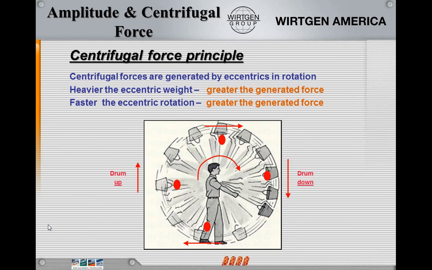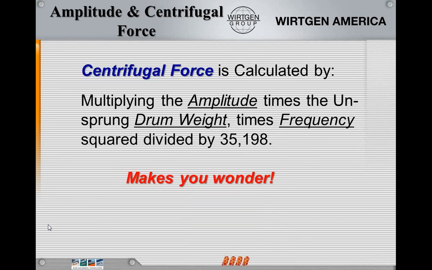But the reason we can get up to 4,000 is because we have a smaller weight. With 4,000 versus 3,000, we should have the same amplitude force generated in the material. If you take the 4,000 BPM roller and drop it down to 3,000, you will not have the same force as a standard 3,000 BPM roller. So that's the theory behind the centrifugal force principle.